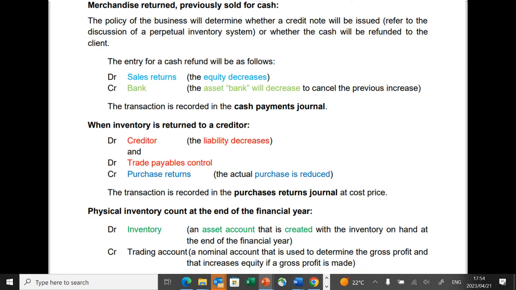And then whatever inventory is left, we need to debit that inventory, because that's a closing inventory that we have. It's an asset increase on the debit side. And then what are you going to credit? You're going to credit your trading account. This is where we're going to try and determine our gross profit.